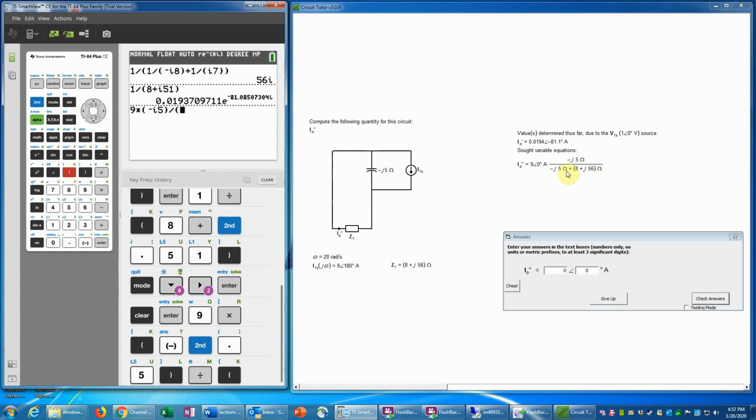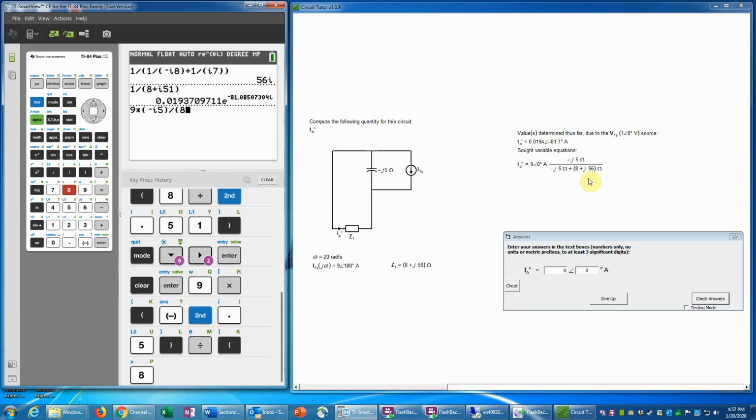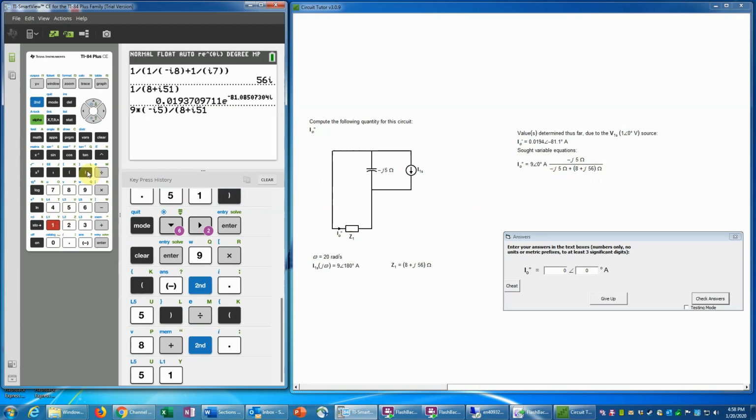And really, I can add that up in my head. So I'm just going to say 8. And then the j56 minus j5 will be j51. So it's just going to be 8 plus j51. And that just saves a little bit of writing there, just to combine that in our head. And then we can just push enter.